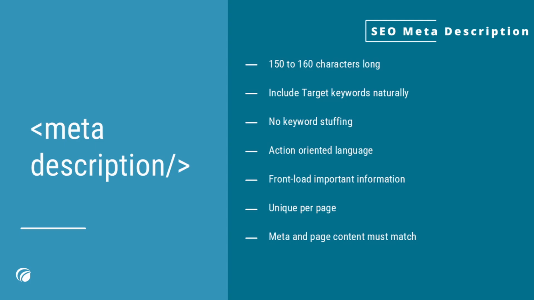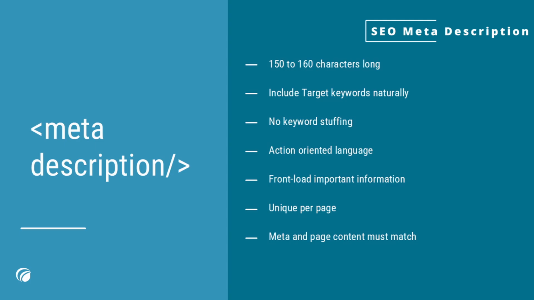When a user searches, Google bolds matching keyword in your meta description, making your results stand out visually. But you should avoid keyword stuffing in this tag. This also advises to use action-oriented languages like discover or get started, etc. Put the most important information again in the front, and have a unique message per page. And of course, something very important, your meta description and your page content should match.